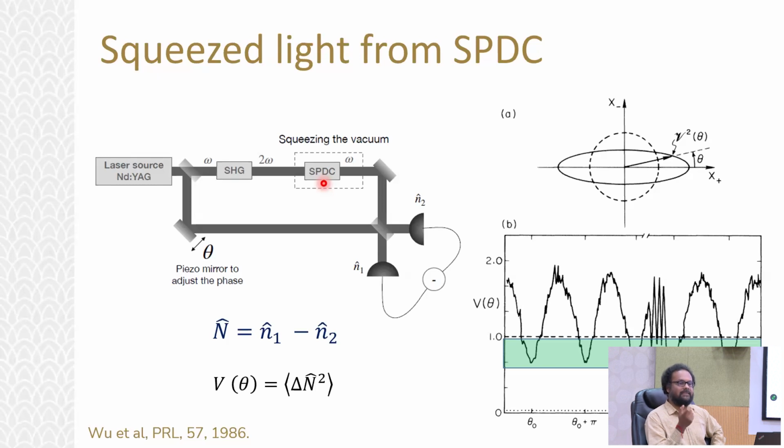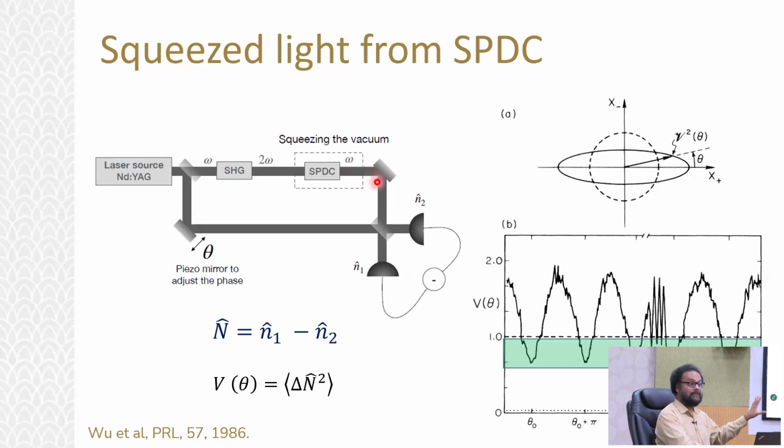The down-converted photons, signal and idler, will have the same frequency, which means that if I'm coming with 2 omega, my 2 photons will be omega each. But this SPDC is type 2, so they will have opposite polarizations. We have discussed type 1 and type 2 crystals in the previous class. So you will see that in this case, these two will be oppositely polarized.